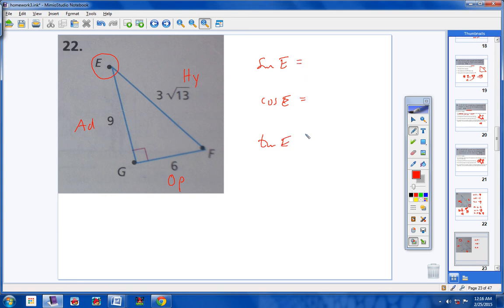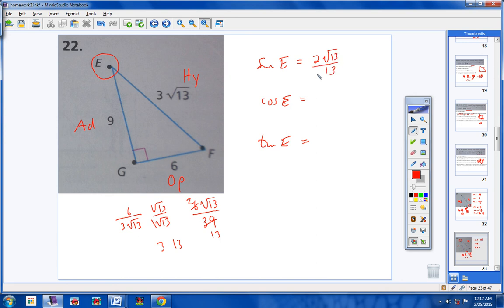The sine of E would be opposite over hypotenuse, so 6 over 3 square root of 13. Multiply the top and the bottom by the square root of 13, and we're going to get 6 square root of 13 over, well, 3 times 1 is 3, square root of 13 times square root of 13 is 13. Multiply those together and you'll get 39, okay? Now, we can reduce our two outside numbers because 3 goes into both of them. So 3 goes into 6 2 times, and 3 goes into 39 13 times. So 2 square root of 13 over 13.